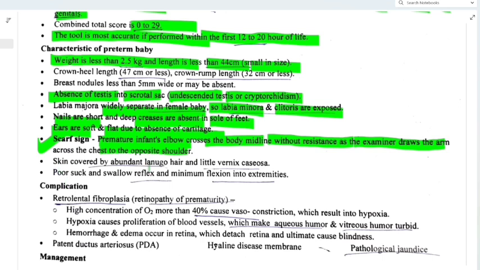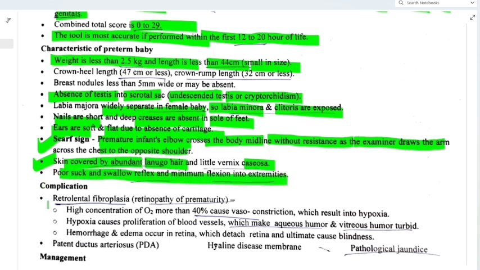Then skin covered by abundant lanugo hair and little vernix caseosa. So what will be the point? Skin covered by abundant lanugo hair and little vernix caseosa. Okay, now poor suck and swallow reflex and minimum flexion in the extremities. So all these points will be seen in a preterm baby.